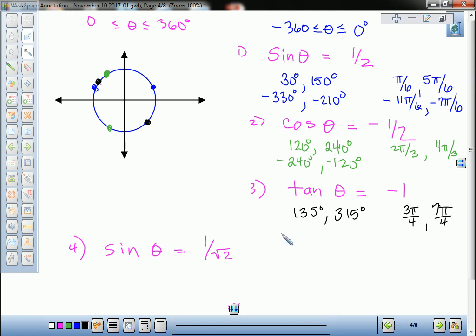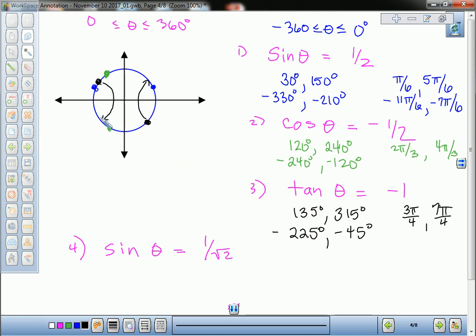So what would the negative degree measure be that has the same terminal side as 135? Negative 225. What about 315? Negative 45. If we're looking at the unit circle, remember that the negative one is just the one that's reflected over. So the negative for 135 would be negative 225, and the negative one for 315 would be negative 45, because they have the same reference angles.